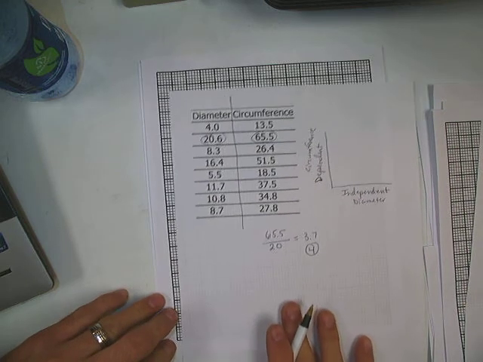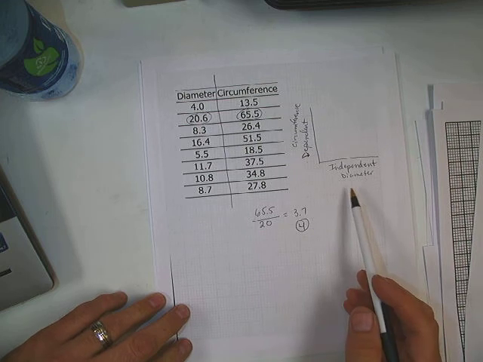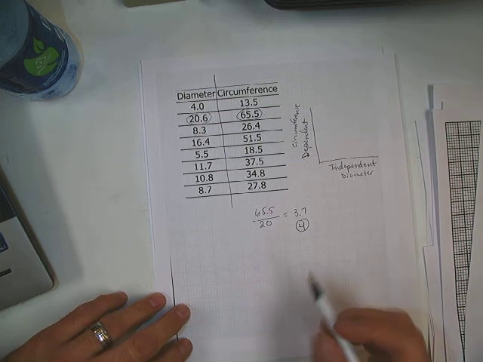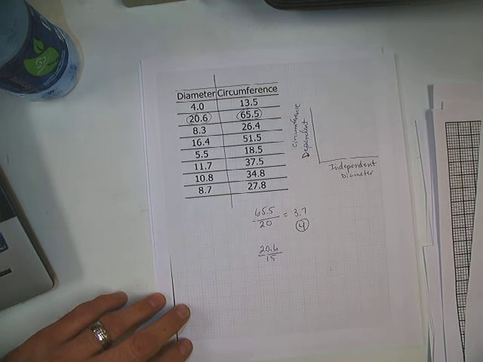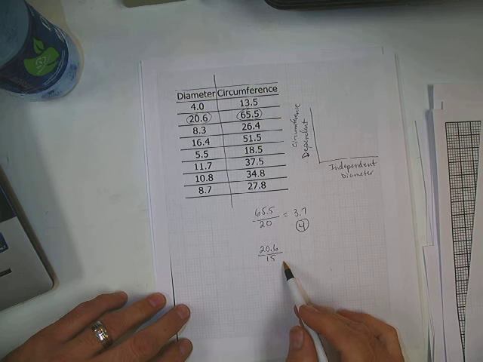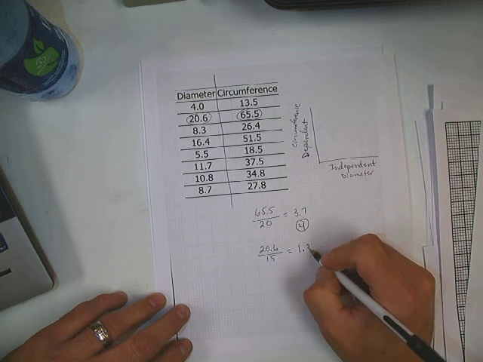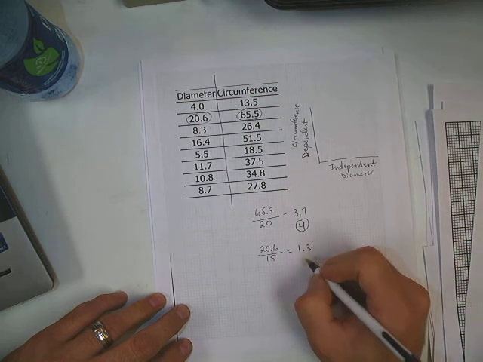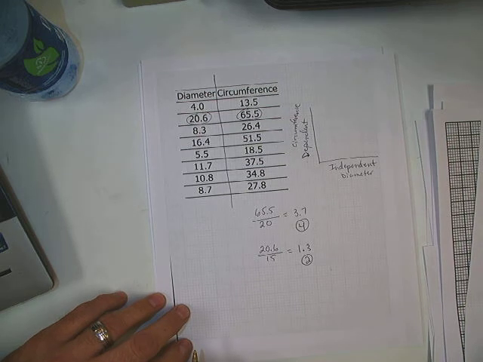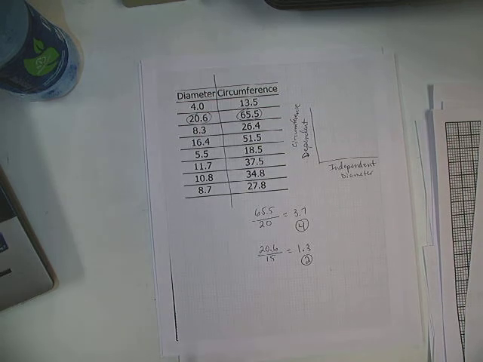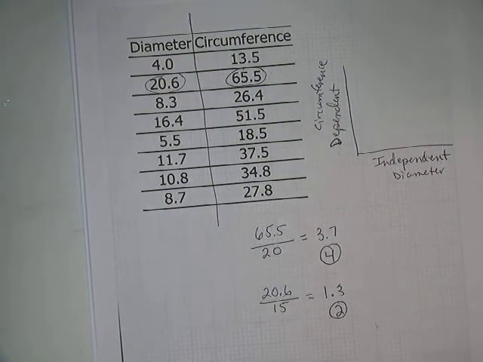We do exactly the same thing for the x, or the independent, or the diameter. We take the 20.6, which is the largest value that way, and divide by 15, which is the number of boxes that we have going horizontally. And we get 1.3 something something. Again, the decimals don't really matter after that point, because we know that our next largest whole number is 2. So we are going to count by 4s going vertically up the graph, and count by 2s going horizontally.